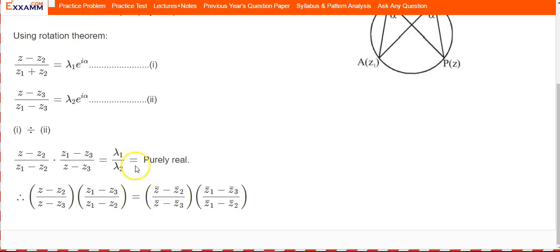Now what does it mean when this particular expression is real? It means that this complex number will be equal to its conjugate, and taking the conjugate we get this particular answer: (z minus z2) upon (z minus z3) multiplied by (z1 minus z3) upon (z1 minus z2) is equal to (z bar minus z2 bar) divided by (z bar minus z3 bar) multiplied by (z1 bar minus z3 bar) divided by (z1 bar minus z2 bar). This is the required equation of the circle.